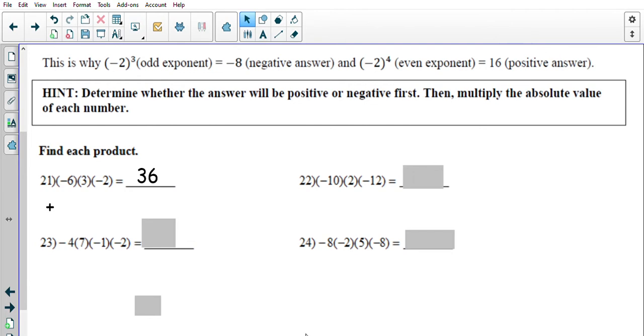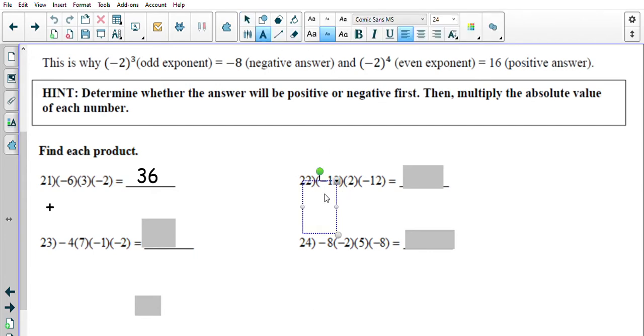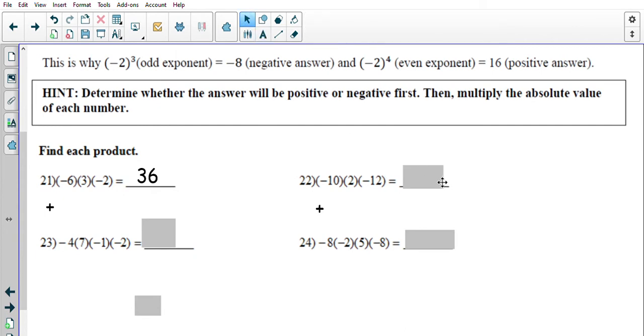Number 22, we have negative 10 times 2 times negative 12. There are two negatives. That's an even number of negatives again. So I know that my answer is going to be positive. So I would suggest doing 2 times 12 first. That's going to get you 24, and then 24 times 10 is really easy. That's 240. So final solution will be positive 240. Again, work smarter, not harder. I would multiply everything but the 10, so then your calculation should be pretty easy at the end.